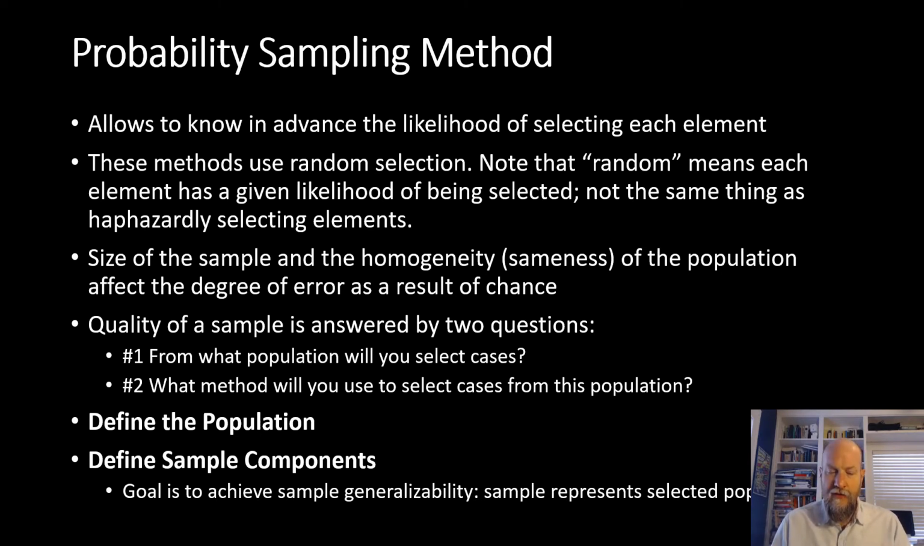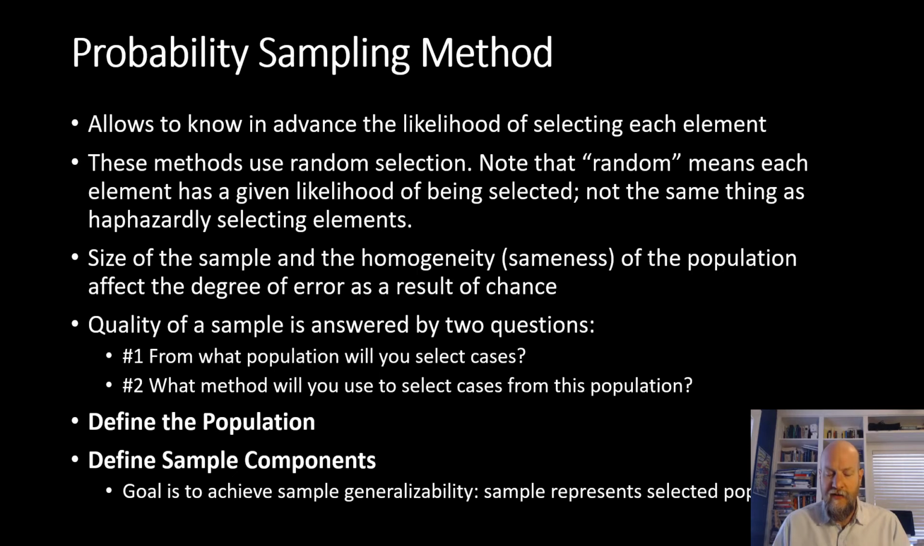These methods always use some sort of random selection. I want to emphasize here that the word random has kind of been connotated in different ways, especially recently. People describe things as quote unquote so random, meaning that they're just kind of chaotic. It's not random in terms of technique. It is random meaning that every individual has the same given likelihood of being selected. This is not the same thing as haphazardly, randomly selecting elements. The random aspect means that everyone has an equal chance of being randomly selected to be in the sample.